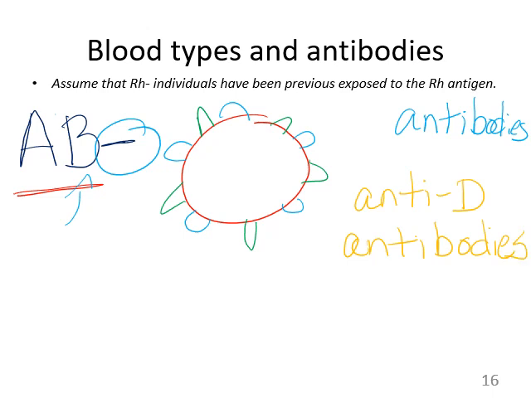So now you try one. Try this O positive person and tell me which antibodies they have. So here's our O positive person. No A's, no B's, but some Rh's.